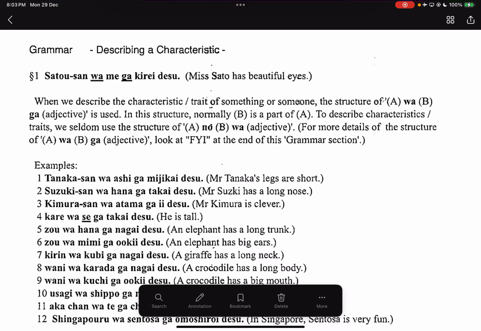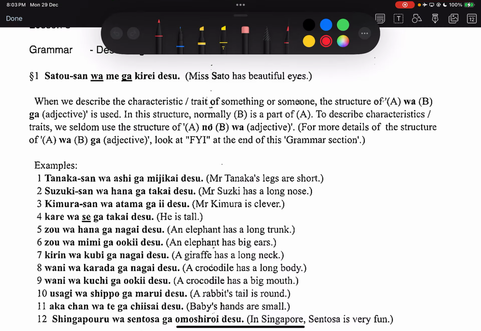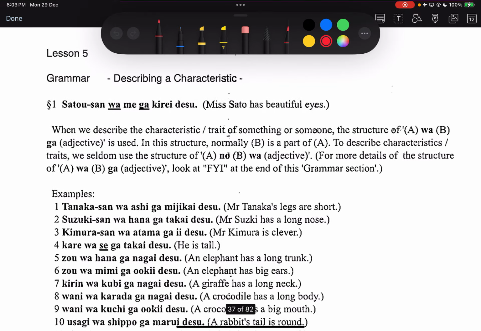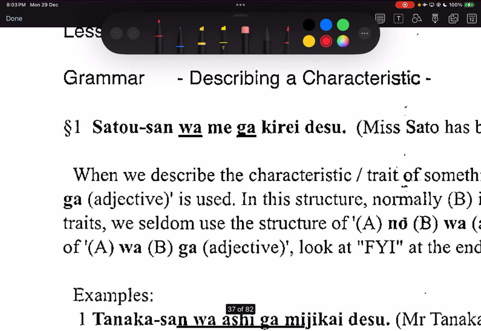So for example, you want to say that someone possesses a certain characteristic, right? We use ga. So what is the difference between wa and ga? Both are there to signify. Wa is to signify the subject. Right? What is the main subject in the sentence? Ga is here to signify the object. Okay? So the object is the one that is pretty.